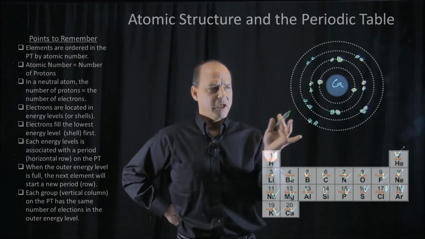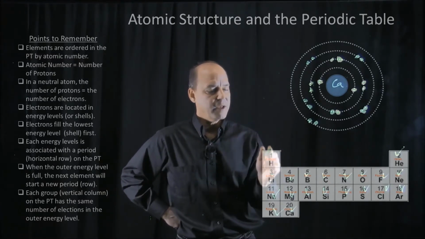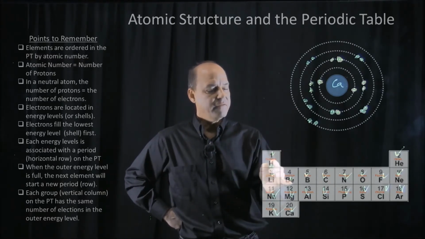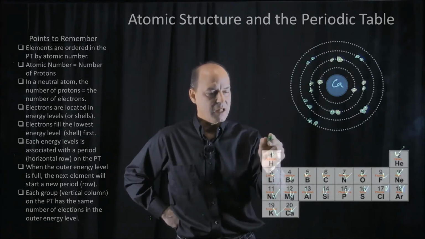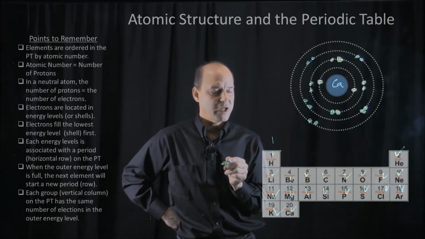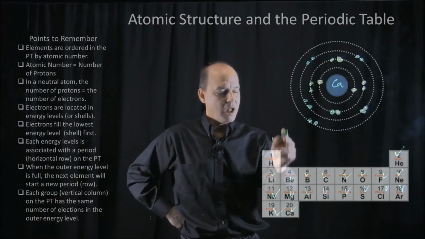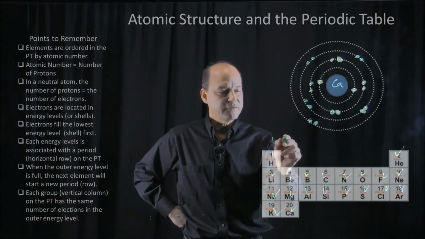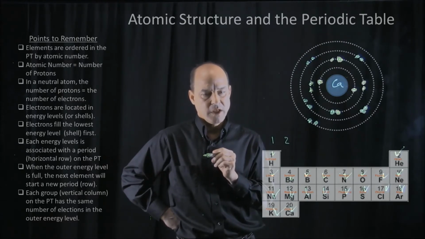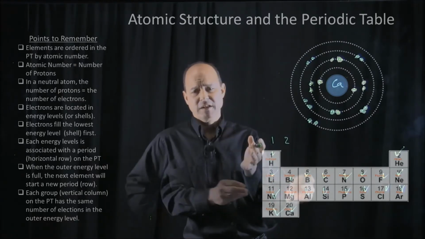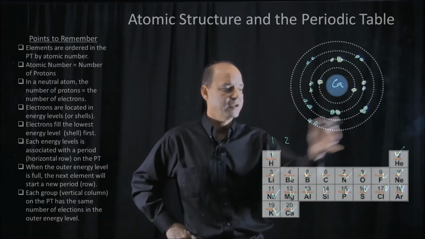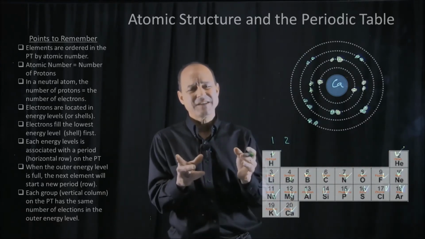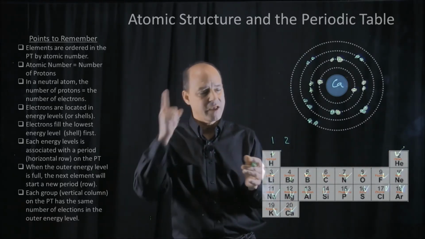Here's something that is a little subtle, but you need to be able to pick up on it. All of the elements in this column have just one electron in their outer shell. All of the elements in this column of the periodic table have 2 electrons in their outer shell, with the exception of helium, which has 2 electrons in its outer shell, and it's way down here. But that's an exception to the rule. You're just going to have to remember.